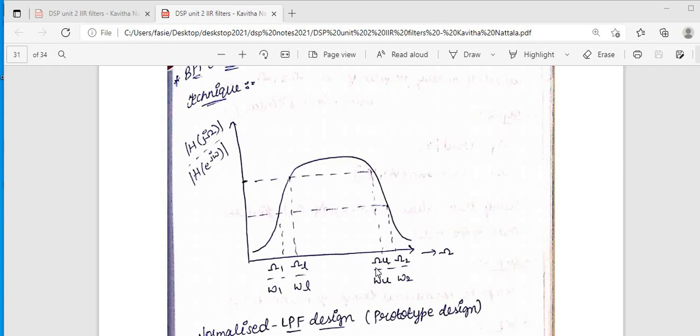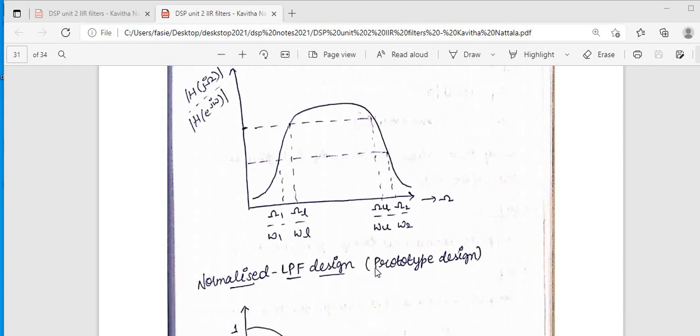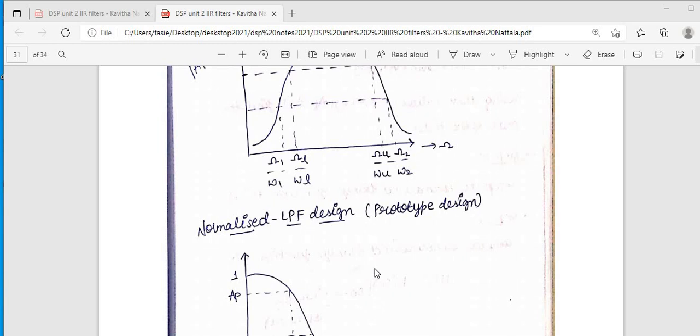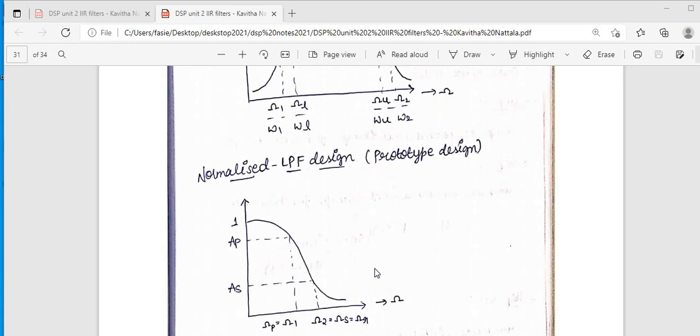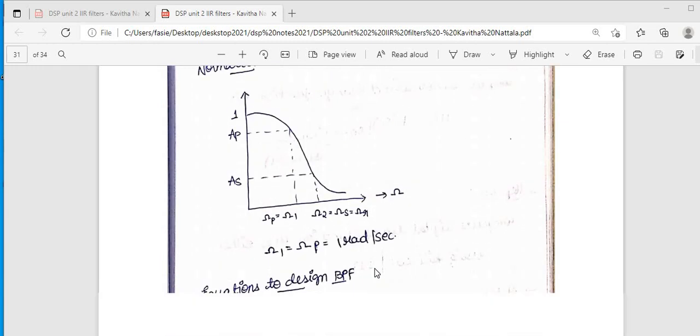This is for the normalized diagram, and whatever the given specifications are, we can find from the Butterworth approximation. Similarly, the normalized low pass filter design prototype, how are we going to get that? That also is obtained by using this relation. So omega p is equal to this one. What is this? Omega 1, right? This is the higher frequency, the pass band frequency. Similarly, omega 2 is nothing but the stop band frequency. If you take both into consideration, that is nothing but 1 radian per second. How do we obtain the equation for that?